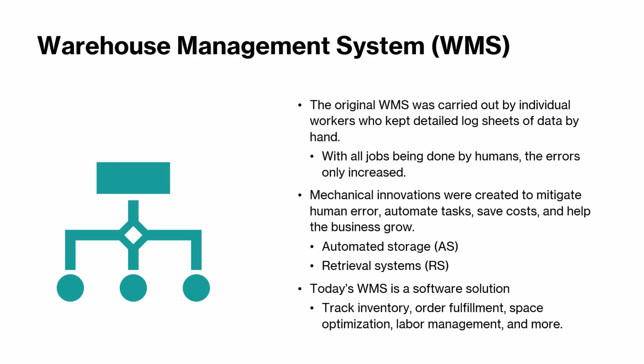Due to those errors, it has obviously led to mechanical innovations that have been created to help mitigate errors and automate repetitive tasks so that we can take out that human worker and take out that cost for them to do such repetitive tasks. It helps the business grow as well with as efficient and as accurate as it will become. A few of those innovations include automated storage and retrieval systems.